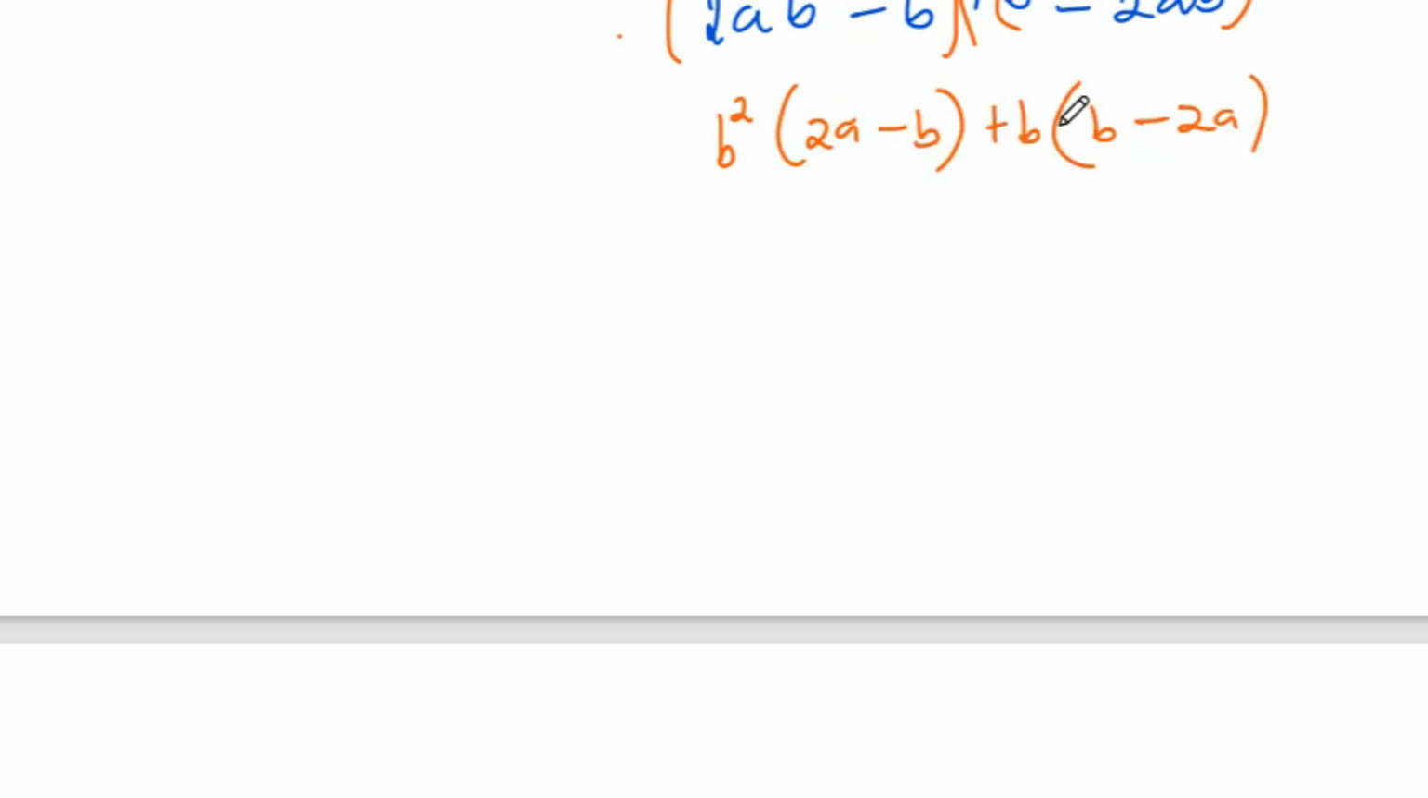Now, these 2 brackets kind of look the same, but things have been switched around. The b here is negative, the b here is positive.